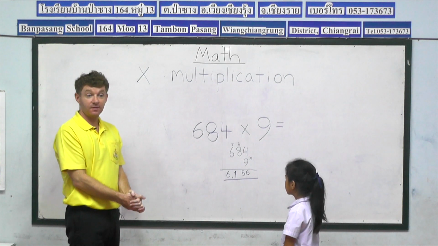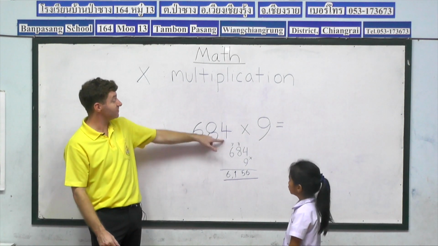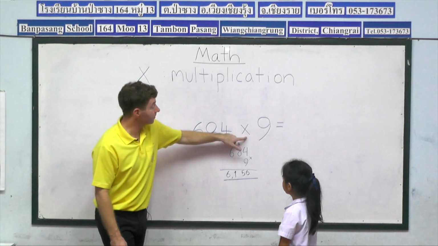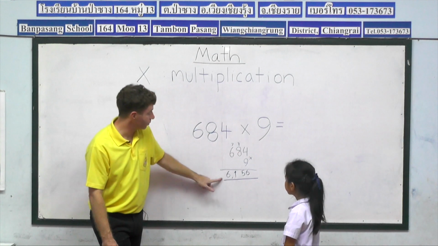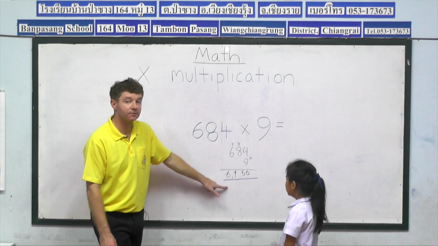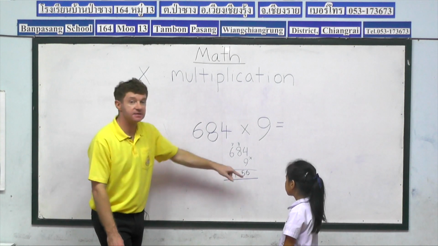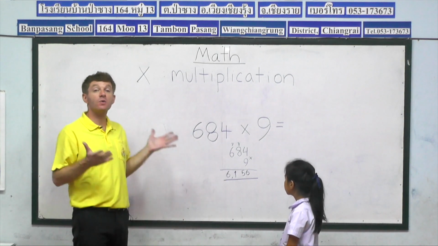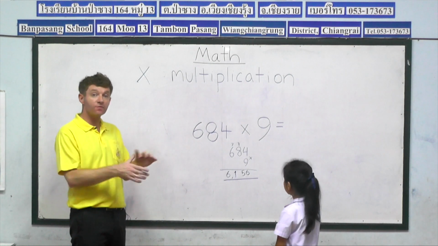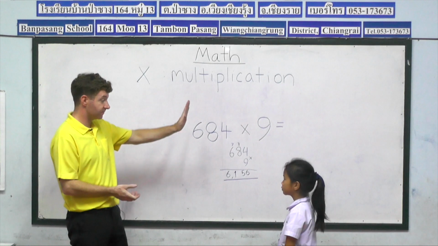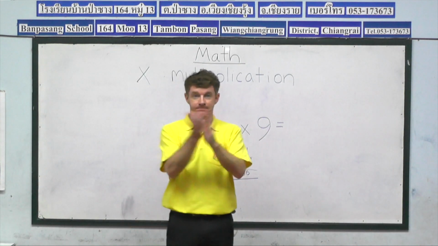6,156. So we can say 684 multiplied by 9 equals 6,156. And that's how we correctly answer 3 digits multiplied by 1 digit. Prel, that was brilliant. High five and a big round of applause for Prel, please, guys.